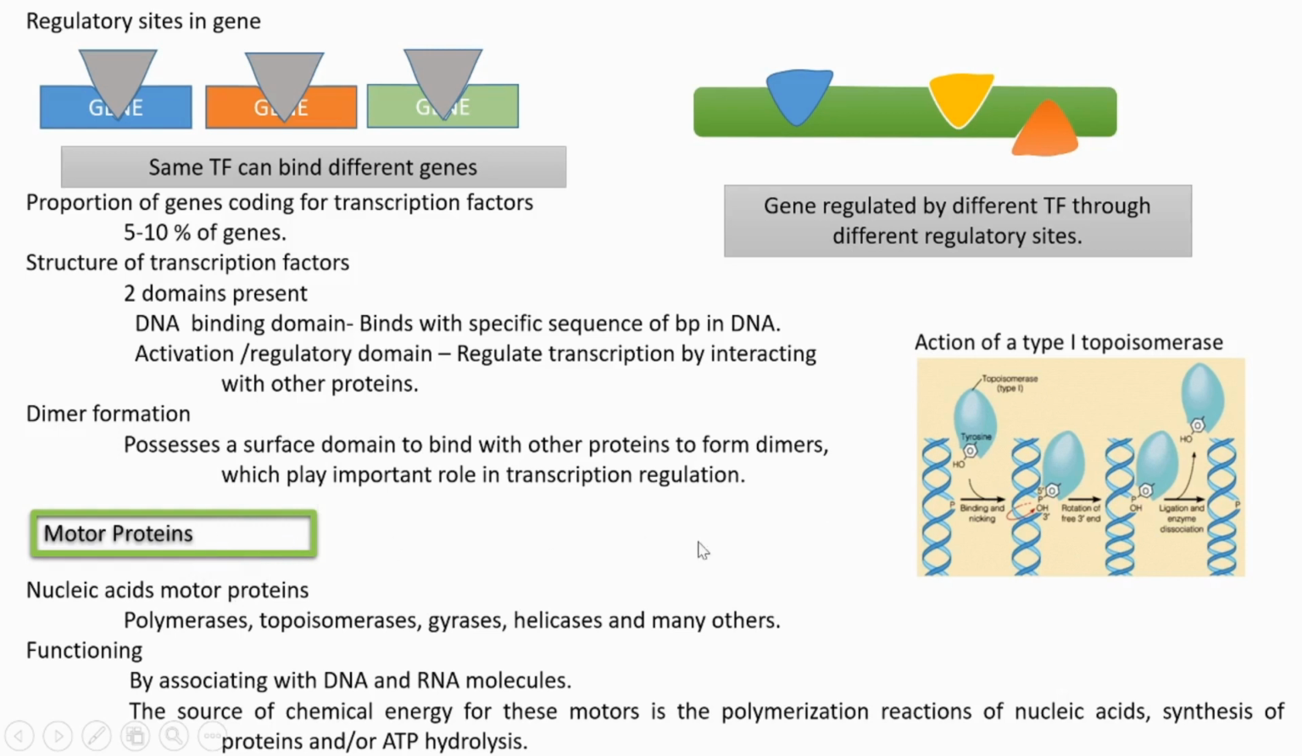Next is motor proteins. Motor proteins are certain types of proteins that bind on nucleic acids. They include polymerases, the enzymes that carry out transcription and DNA replication, so there are many functions for polymerases. Topoisomerases are another class of enzymes that reduce the strain that happens in the DNA duplex.